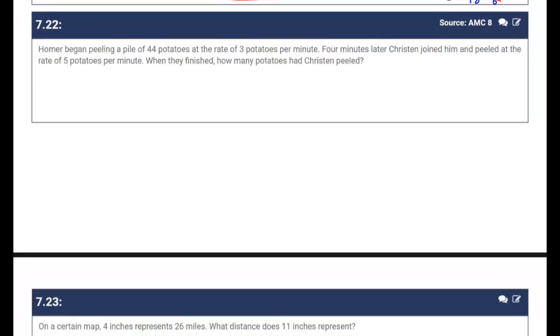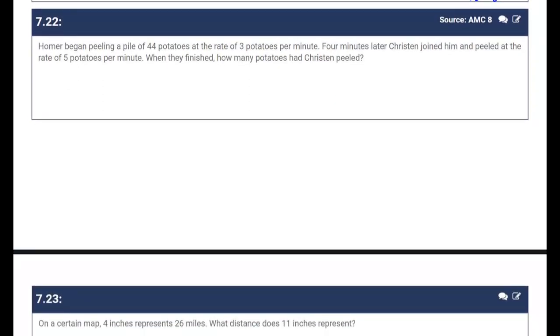22. Homer began peeling a pile of 44 potatoes, that's the starting number, at the rate of 3 potatoes per minute. So every minute he can peel 3 potatoes. Now 4 minutes later, Kristen joined him and peeled at the rate of 5 potatoes per minute. So Kristen is a little faster.